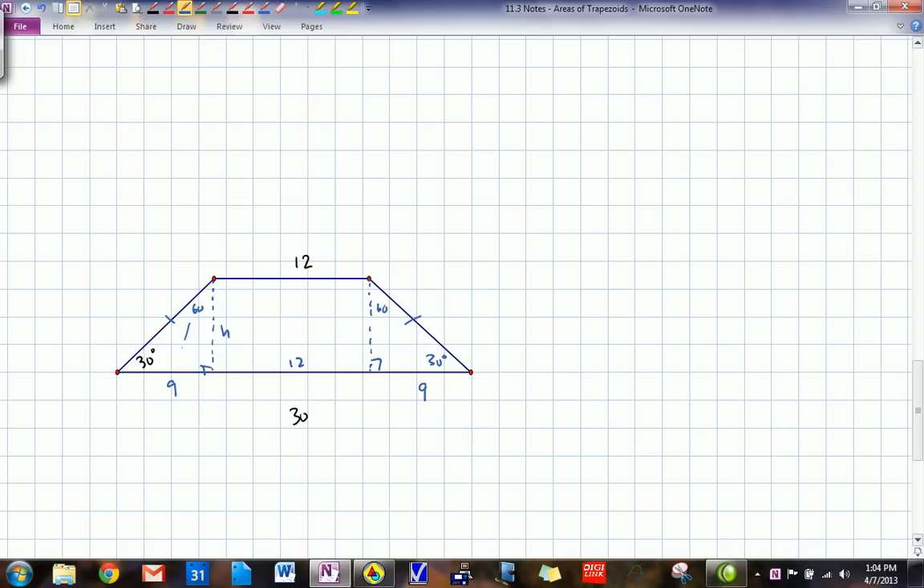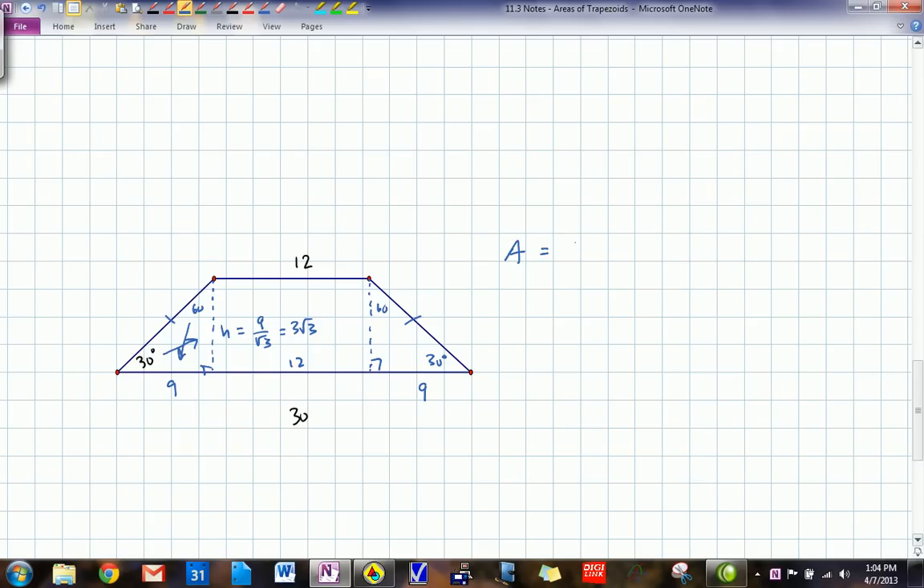So if opposite the 60 is 9, then opposite the 30 is equal to 9 over the square root of 3. Remember, you divide by the square root of 3 when you're going in that direction. So that simplifies to, if I multiply the top and the bottom by root 3, 9 root 3 over 3, or better yet, 3 root 3. So the height is 3 root 3.